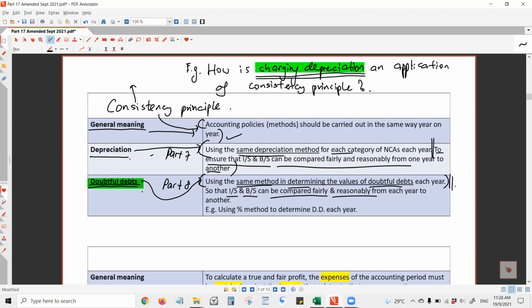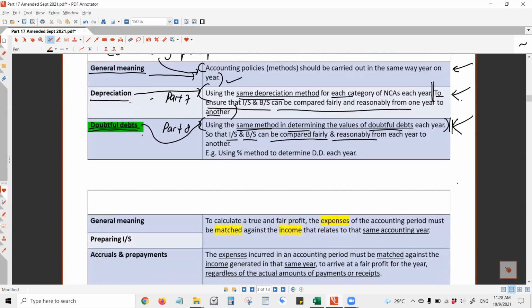So this is how you make use of this table about consistency. If they ask you for the meaning of consistency principle, give them the first line. If they ask you how to apply this principle to depreciation, give them the next row as the answer. If they ask you how to apply consistency to that topic, then you give them this as the answer. You will see some questions on this from time to time.